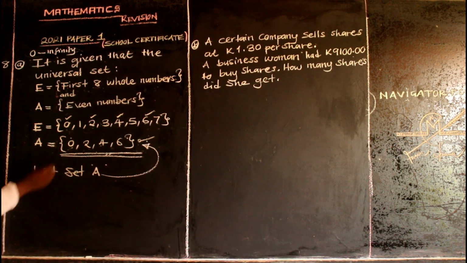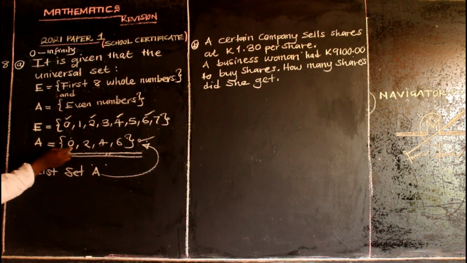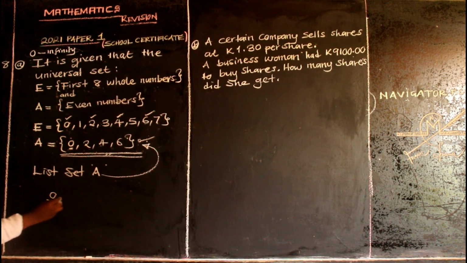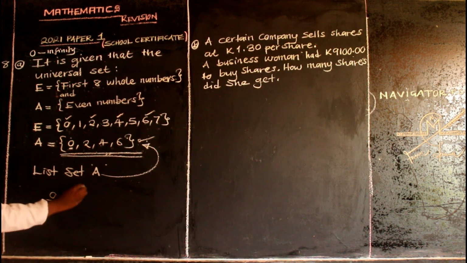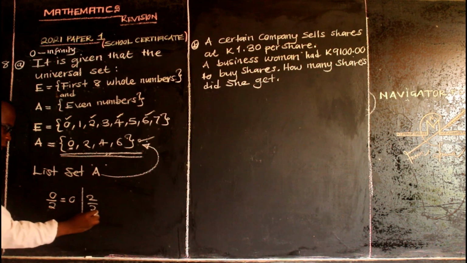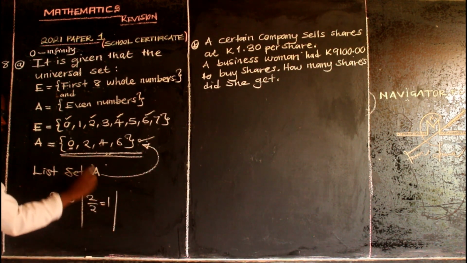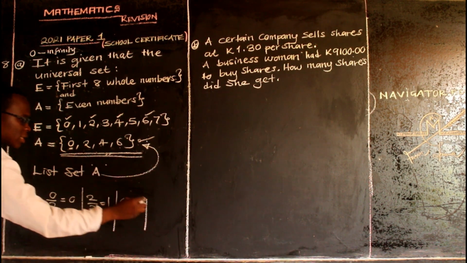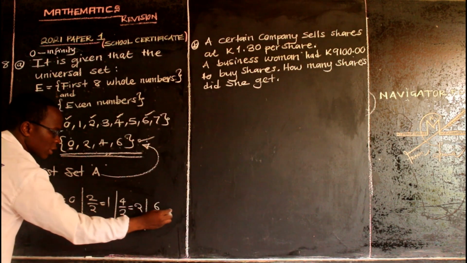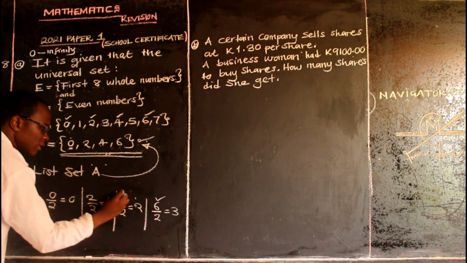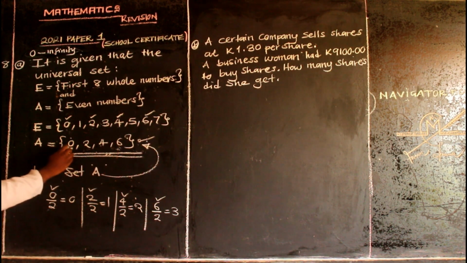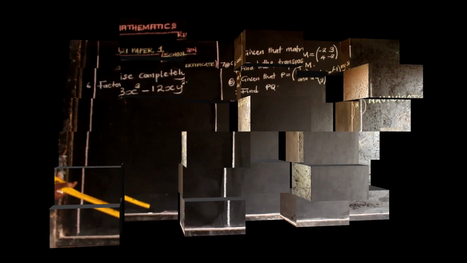Some of you on this one are going to get confused on 0. 0 is divisible by 2 because 0 divided by 2 is 0. Then 2 divided by 2 is 1. 4 divided by 2 is 2. Then you have 6, 6 divided by 2 is 3. So these are the even numbers we're talking about. This is our answer: 0, 2, 4, and 6. So let's just look at question number 6.